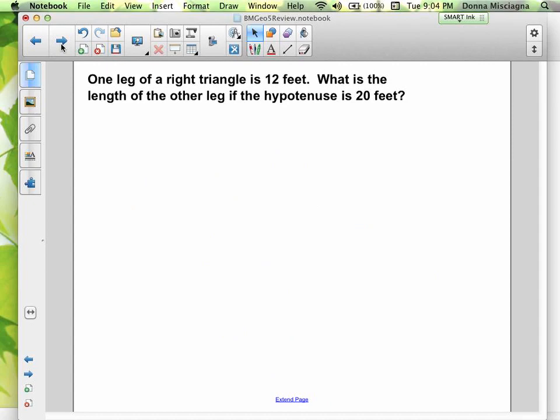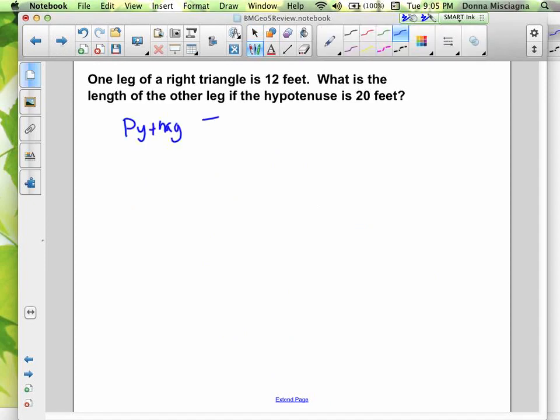All right, so one leg of a right triangle is 12 feet. What's the length of the other leg if the hypotenuse is 20 feet? All right, this is, again, we've got two legs. So this is the Pythagorean theorem. Now this one does not say you can approximate, so we should have an exact answer here.